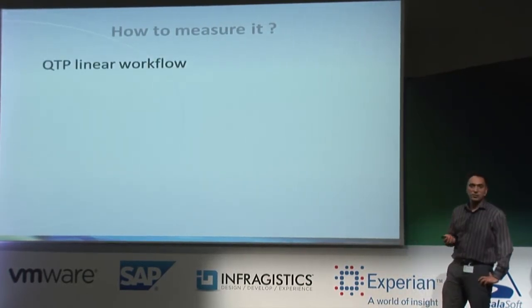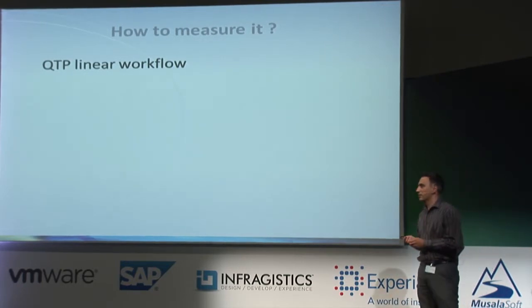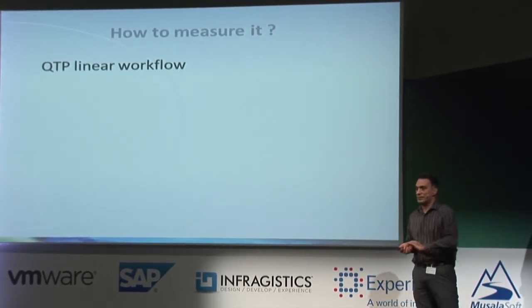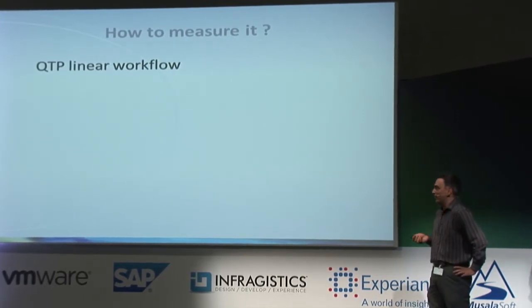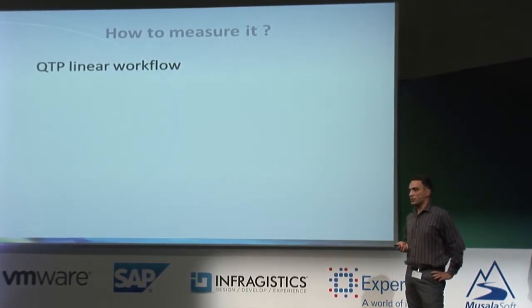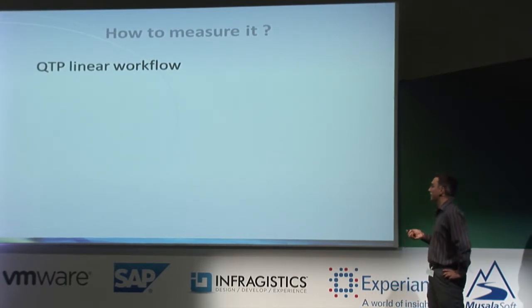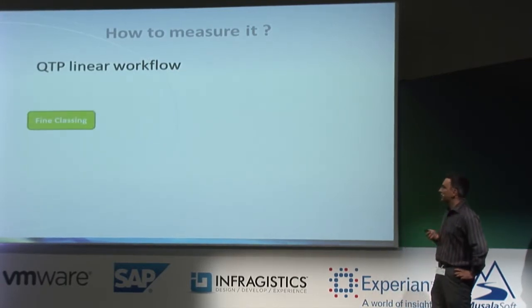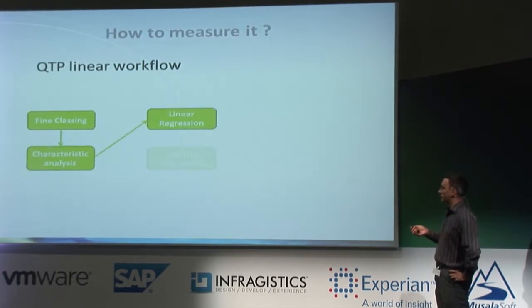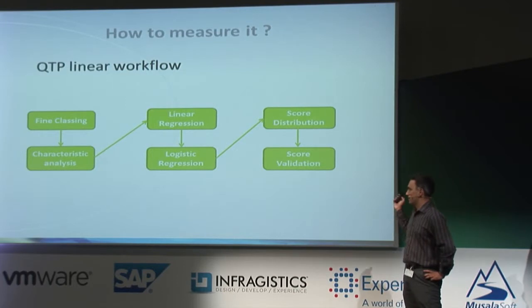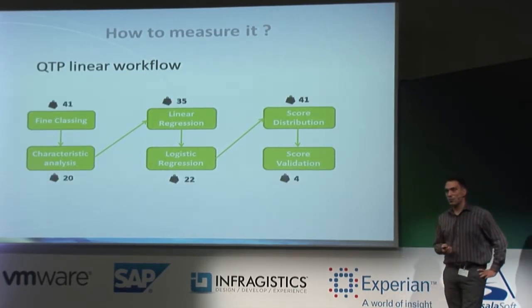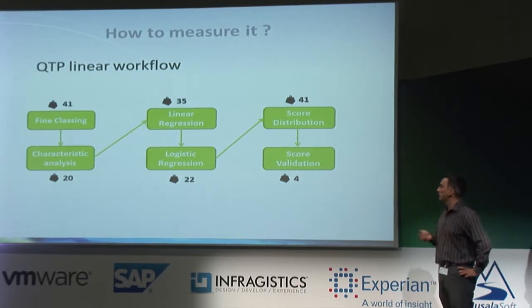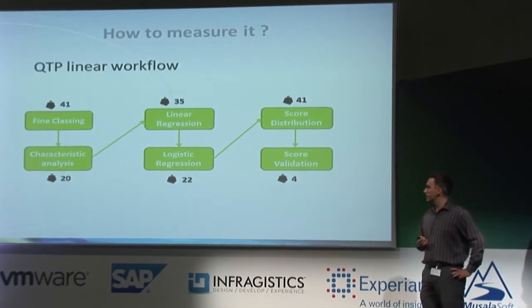We used QTP. QTP had been used in the company for a while for automating this product, and we decided we didn't need to reinvent the wheel or change the tool. We just wanted to set up the right workflow and the right measurements. So we did use the QTP linear workflow. The workflow represents different tasks, and each of the tasks was assigned a different weight, depending on how often it was used historically on a client system.